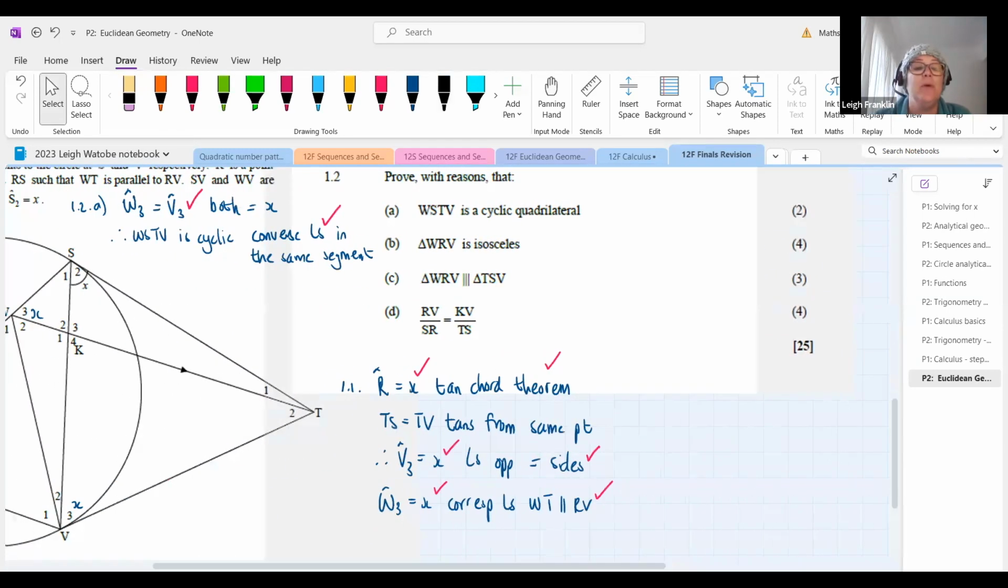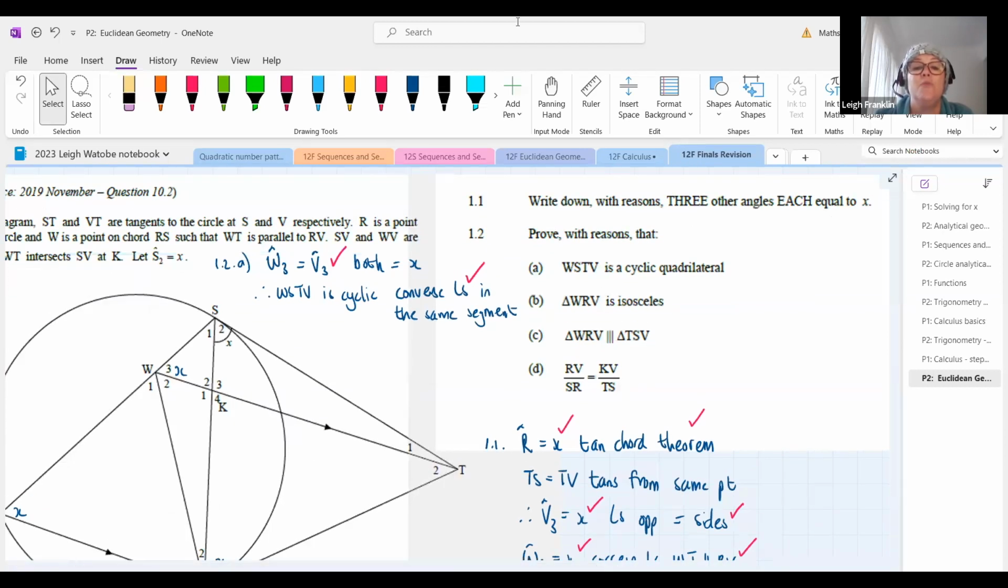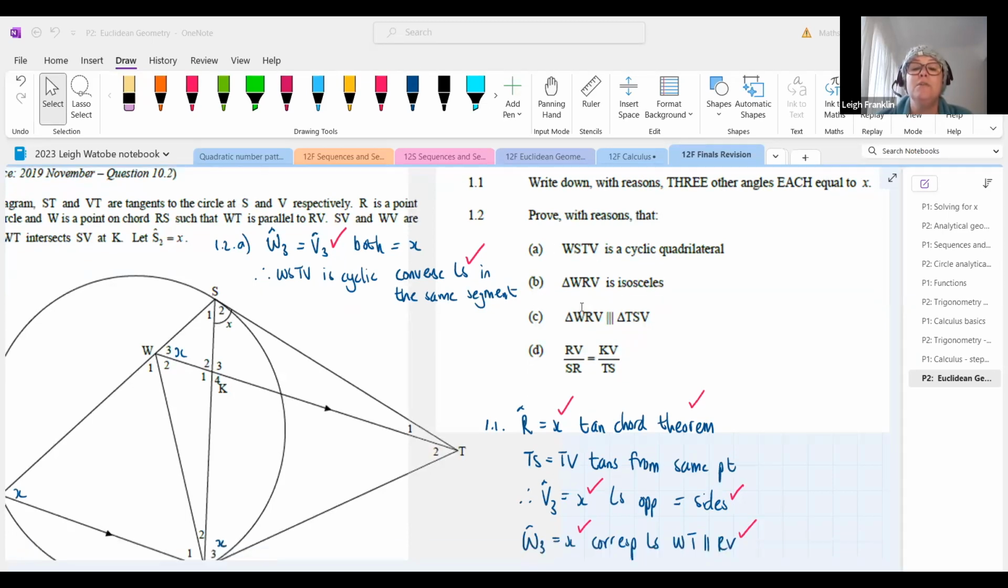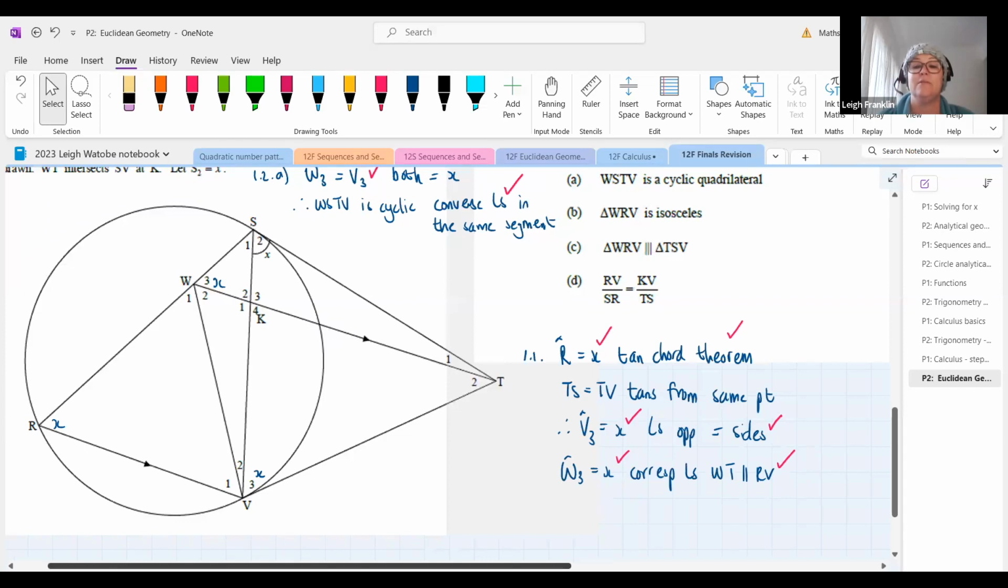All right, is everybody happy with what we have done so far? Okay. Yes, we're all good. All right. So now let's get into the slightly more difficult questions. So in part B, they ask us to prove the triangle WRV is isosceles.